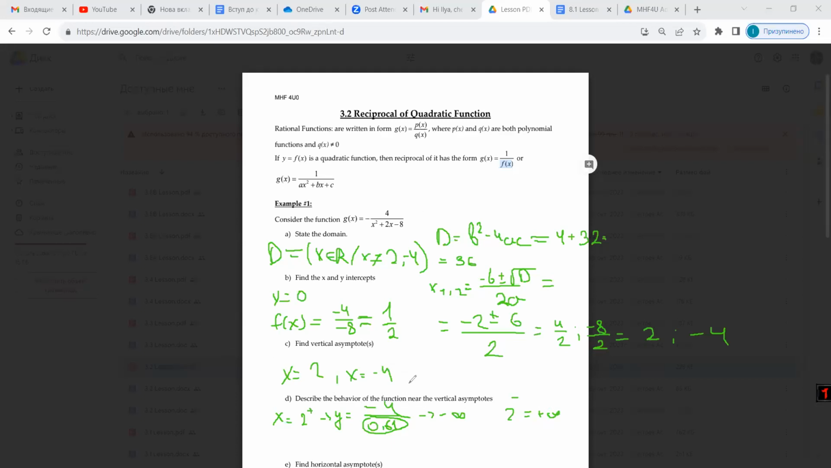Pretty much the same for -4. We substitute x equals -4 from the positive side, which gives us y equals -4 divided by, let's say, if x equals something like -3.99, 3.9 times 3.9 is 15.21 plus some negative number minus 8.